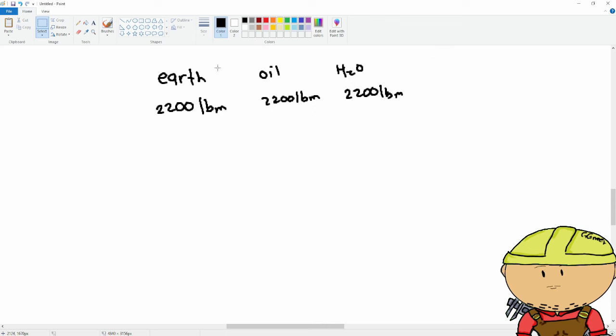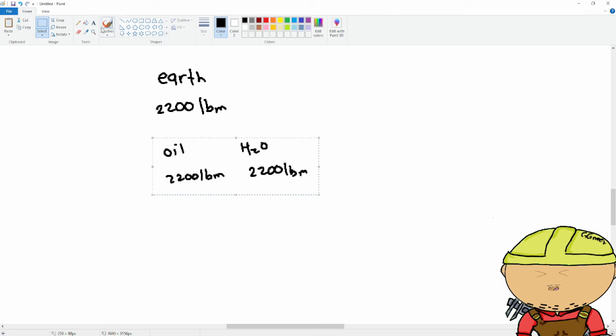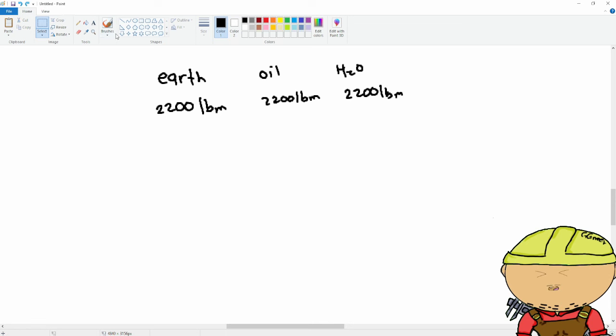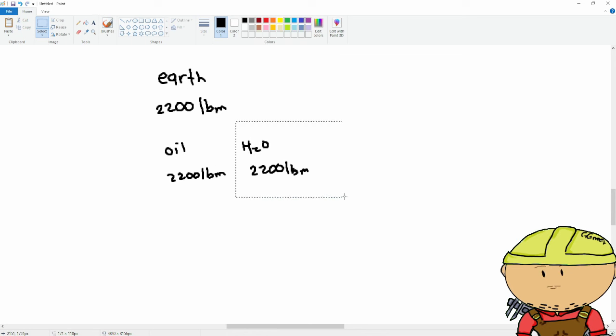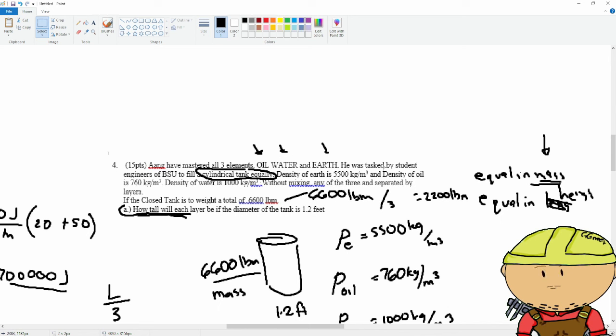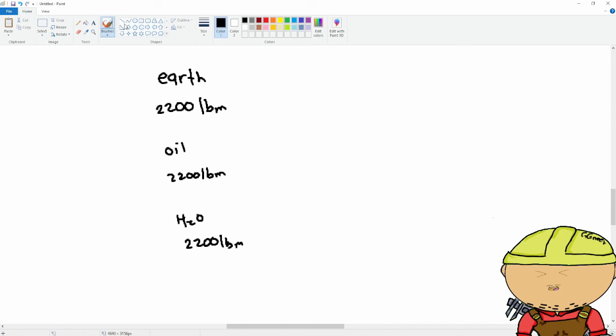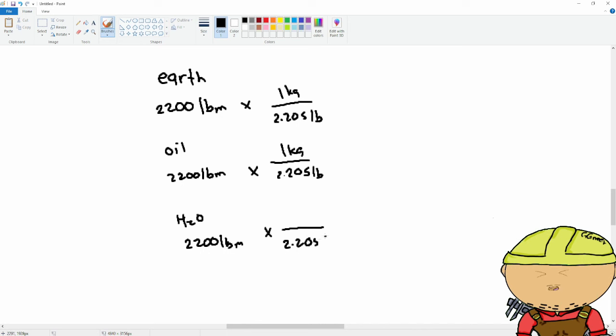Okay, I'm going to do this side by side. What is being asked is the height, right? So 2,200 pound mass, convert that to kilogram. 2.205 pound per 1 kilogram. Dimensional analysis.